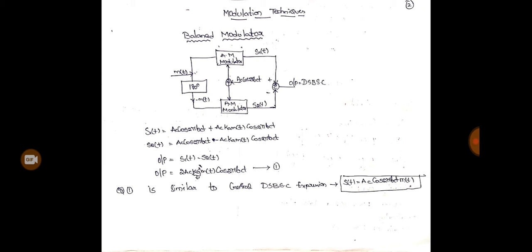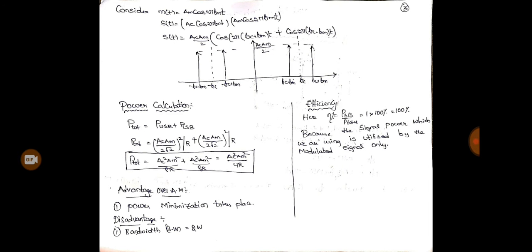We are normalizing to 1. So the output will be 2AC m(t) cos 2πfct. It is similar to the generalized equation that you know, that is s(t) = Ac cos 2πfct into m(t). Now let us consider m(t) as Am cos 2πfm t.